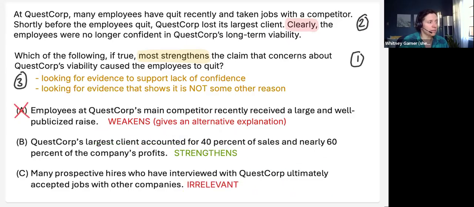And so generally speaking, in our strengthen and weaken family of questions, the most common wrong answers are going to be irrelevant or the opposite. So I'm asked to strengthen and some of the answer choices will weaken, or I'm asked to weaken and some of those answer choices will strengthen.